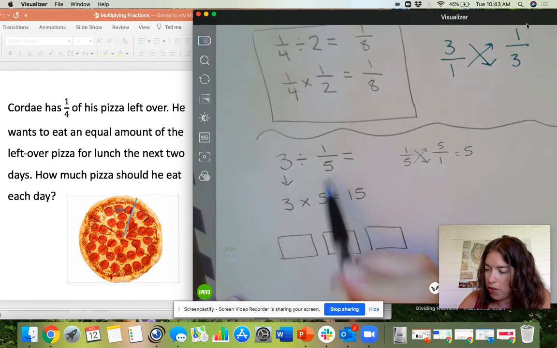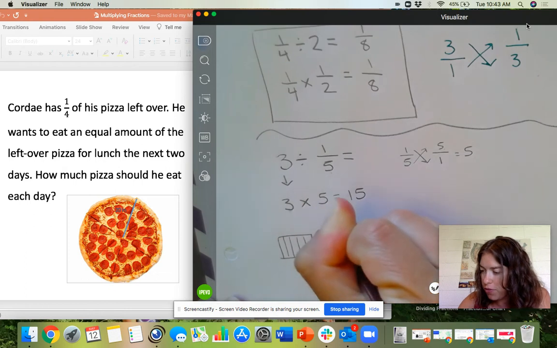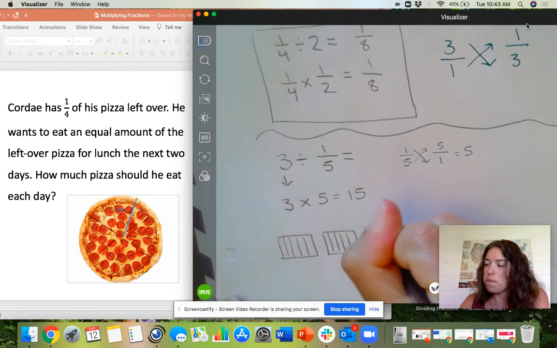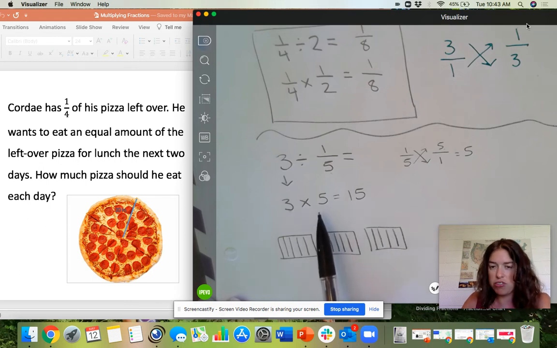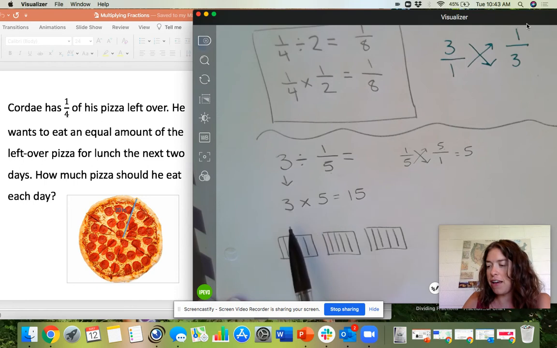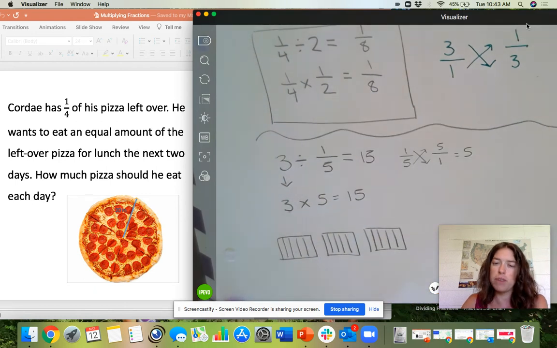So in each pan of brownies, 1, 2, 3, 4, 5. All right, so I've split them. So each piece is 1/5 of the whole pan, and I want to know how many pieces I have altogether. Well, I can already see, I could count by 1s, but I could also count by 5s 3 times, which is the same as 3 times 5: 5, 10, 15. And we do, in fact, get the same answer. So it really does work.